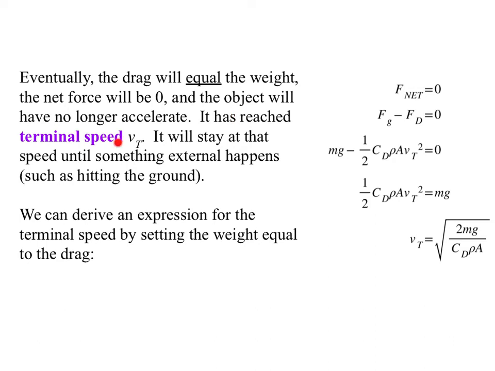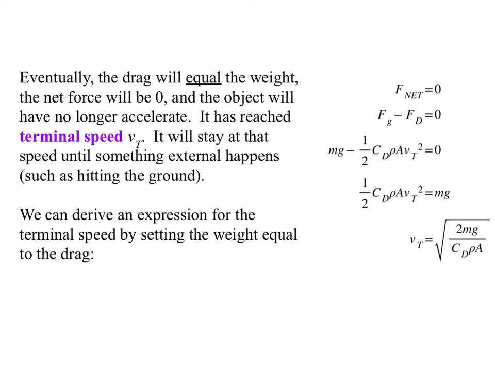Once at terminal speed, it will stay at that speed until something external happens. In other words, if this is the only thing going on, then that speed will go on forever. Of course, realistically, a falling object will eventually, for instance, hit the ground, at which point the free body diagram changes because there's a sudden huge upward force. But until something outside happens, it will stay at that speed indefinitely.